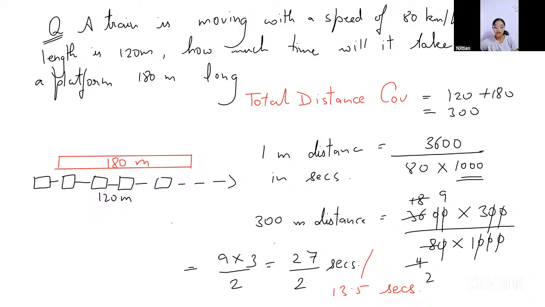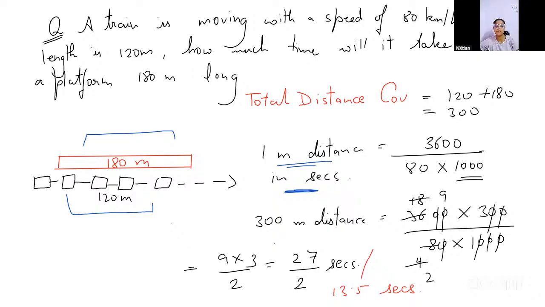We need to find out the total distance, that is the length of the train and the platform. The train and platform together are the total distance, so the first step is we add them both. Next step is we have to find out 1 meter distance. What will be 1 meter distance in seconds? We always convert it into seconds.